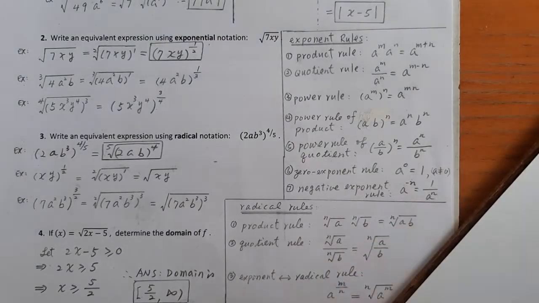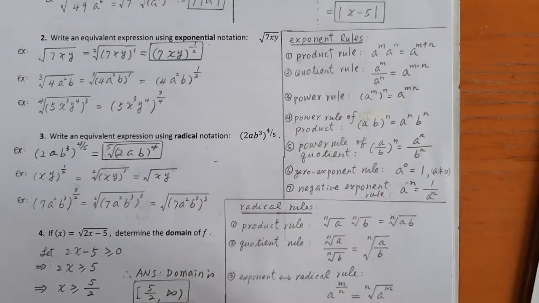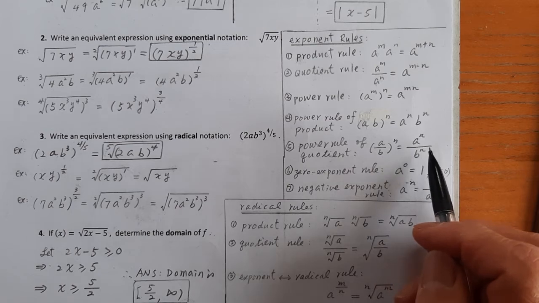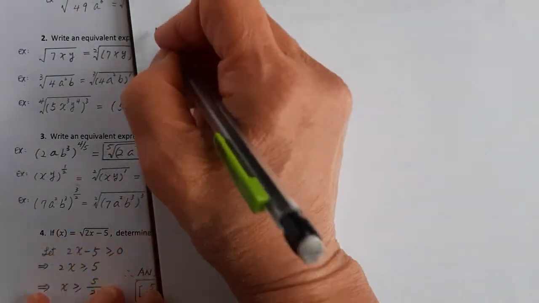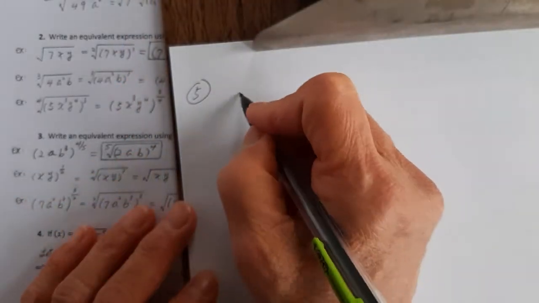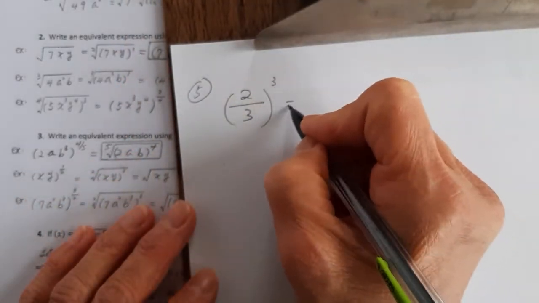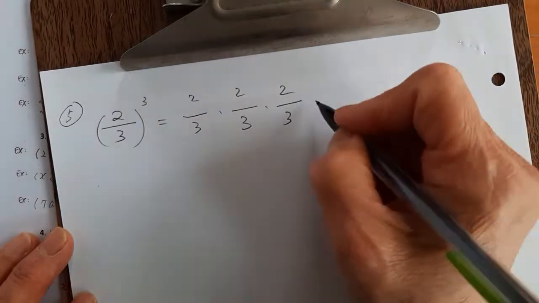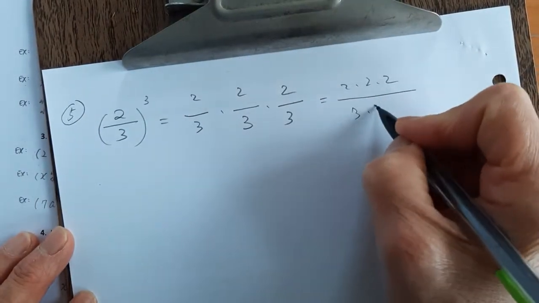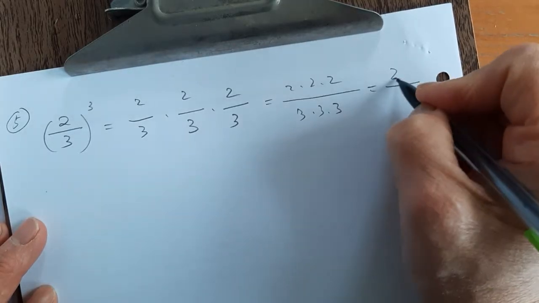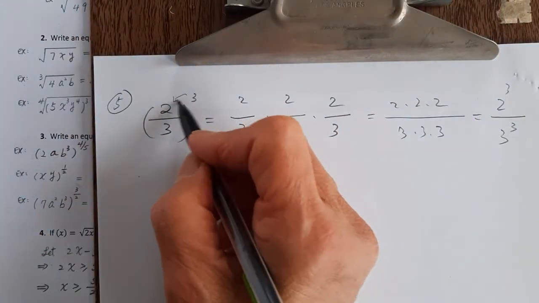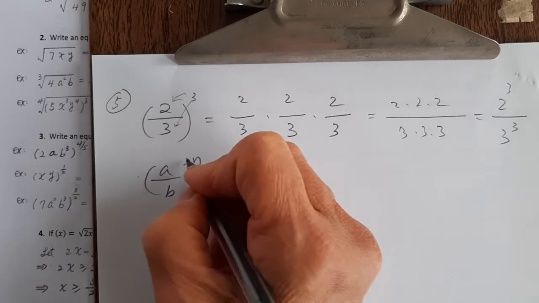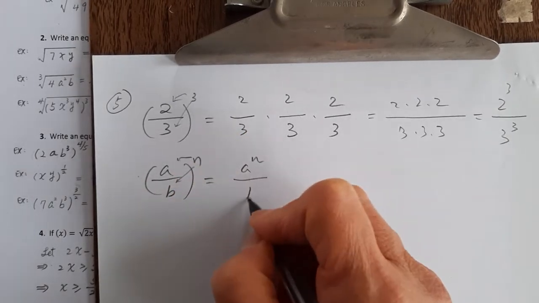And the power rule of quotient: a over b to the power n equals a to the power n over b to the power n. For example, number 5, 2 over 3 to the power 3. What does that mean? It means 2 over 3, times 2 over 3, times 2 over 3, three times. That equals 2 times 2 times 2 over 3 times 3 times 3, which equals 2 to the power 3 over 3 to the power 3. So the 3 goes to each base. In general, a over b to the power n equals a to the power n over b to the power n, with the n going to each base.